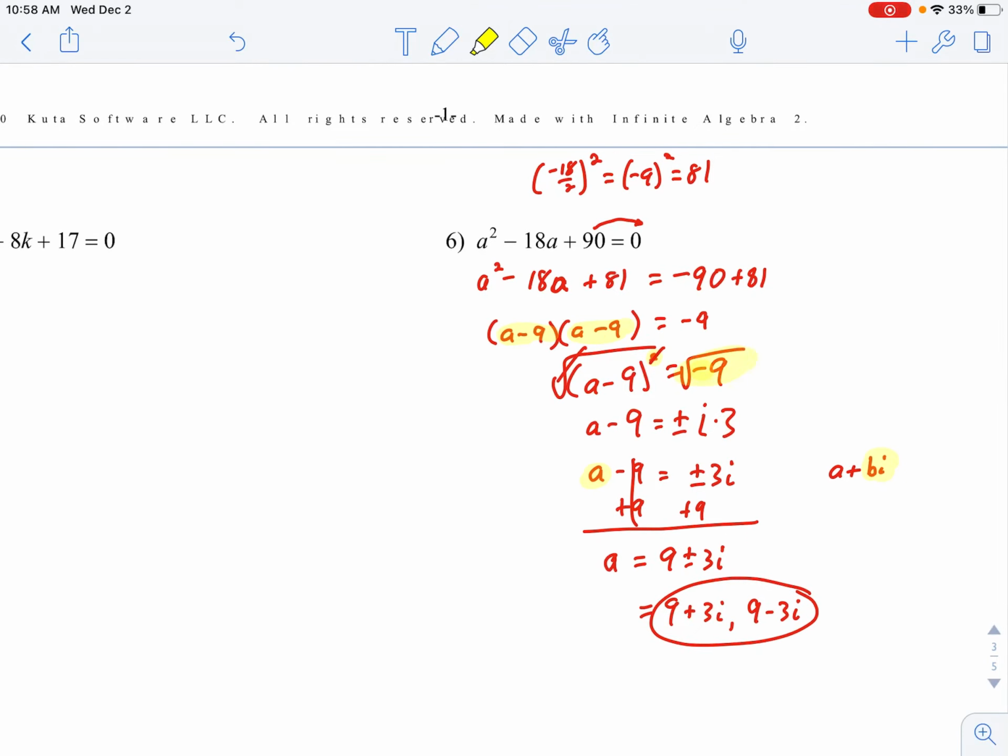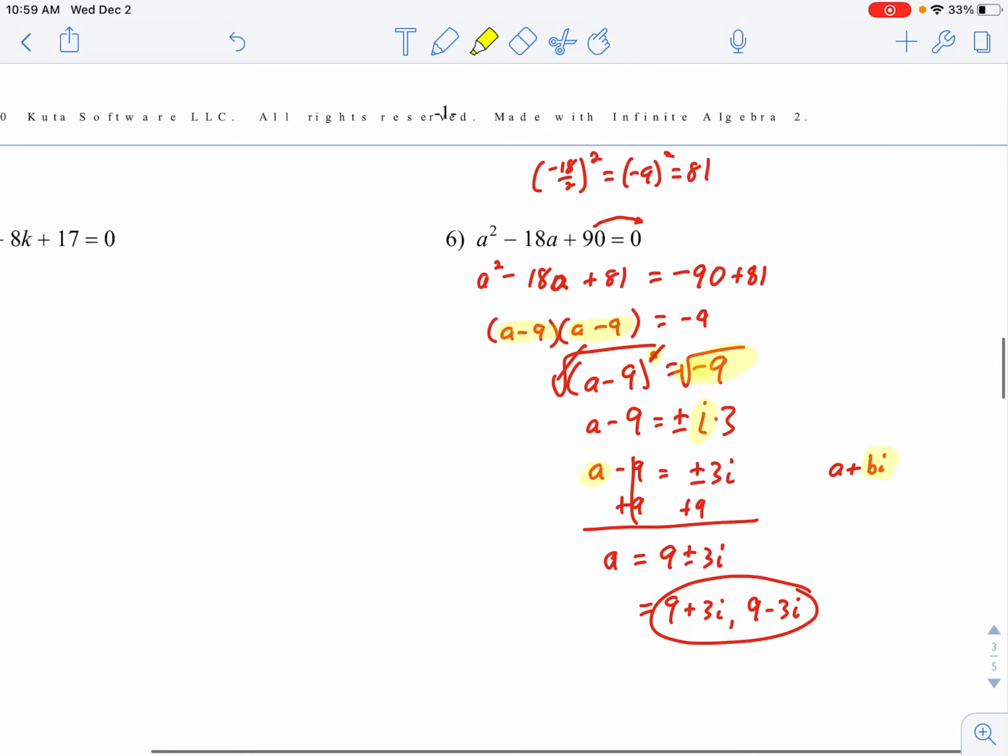But we did square root a negative. So remember, anytime you square root a negative, it makes an imaginary answer. So you've got to put i down. And then the square root of 9 worked out to be 3. So yeah, no radical in this one.